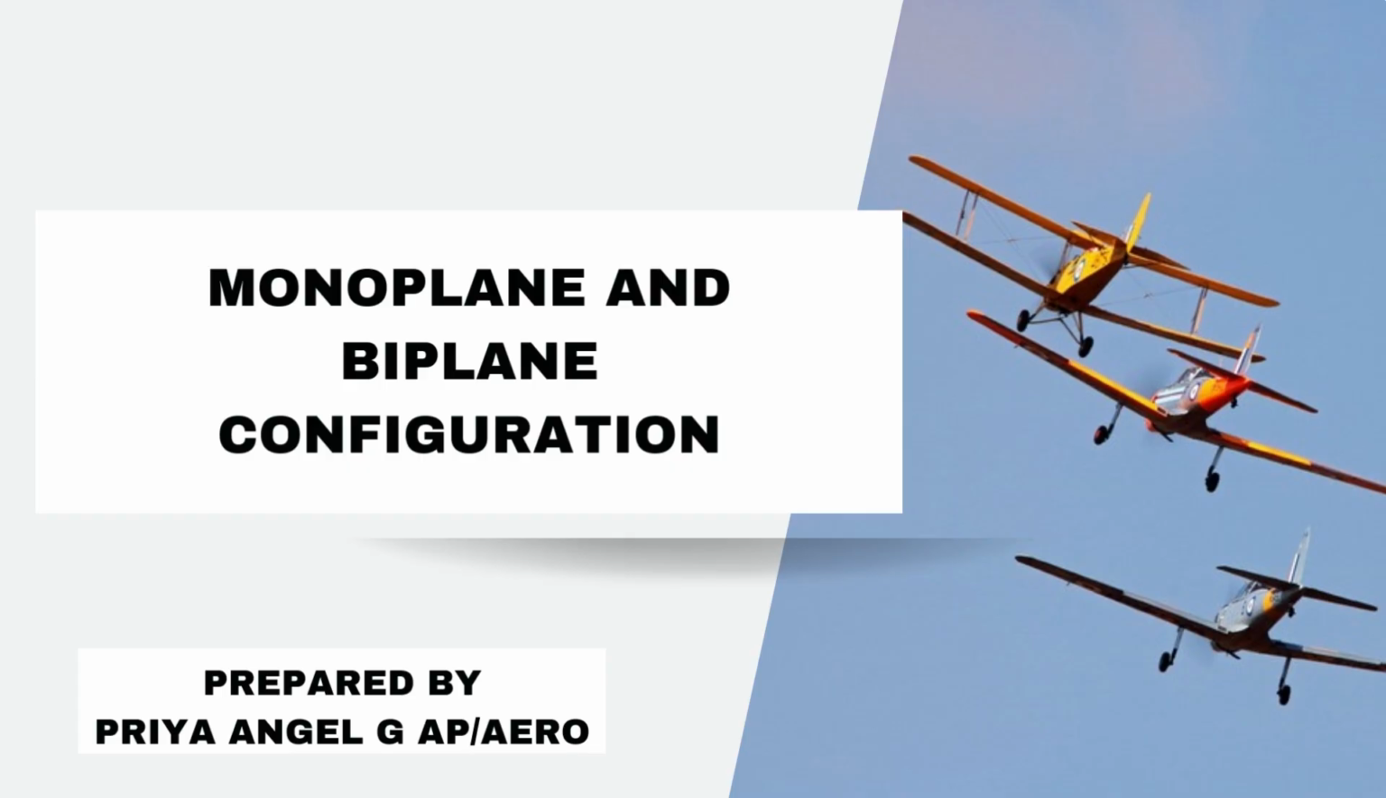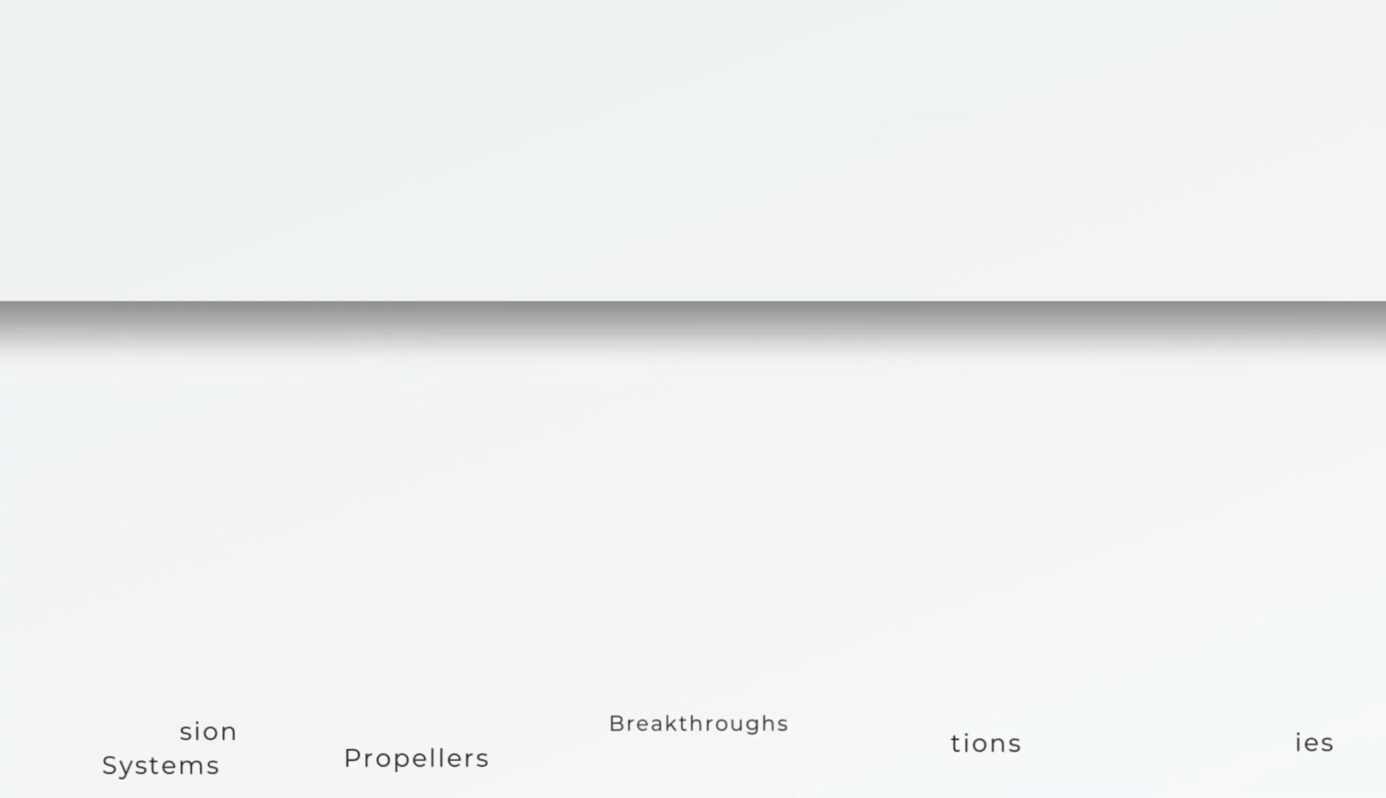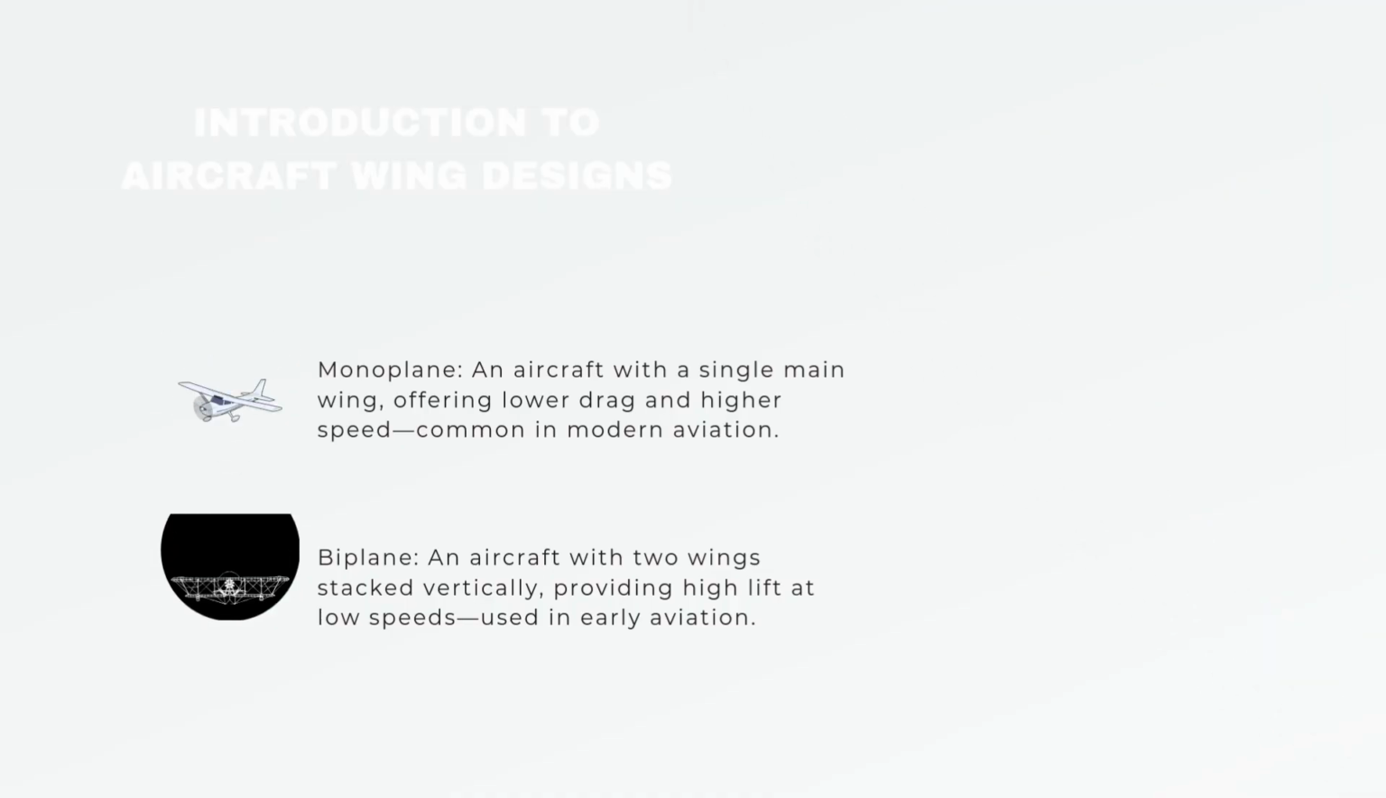Technology. Welcome to this presentation on monoplane and biplane configurations and the evolution of propulsion systems in aircraft. Let's see the content one by one. Introduction to aircraft wing designs. Aircraft wings have evolved in many ways. Monoplanes use a single main wing and are common in modern aviation. Biplanes have two wings stacked one above the other. These were widely used in early flight history.